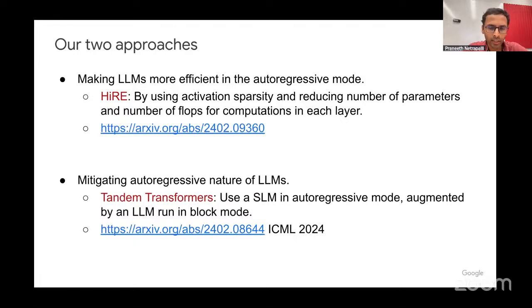In order to make this more efficient, we designed two approaches. One is called HiRE, and the main idea is to make them more efficient in autoregressive mode by using sparsity. The second approach mitigates the autoregressive nature of LLMs itself, and is called tandem transformers. The main idea is that we want to use a small language model in autoregressive mode and augment it with a larger model that can be run in block mode. In this talk, I'll primarily be talking about the second work, on tandem transformers. If people are interested, they can look at the first work on arXiv.